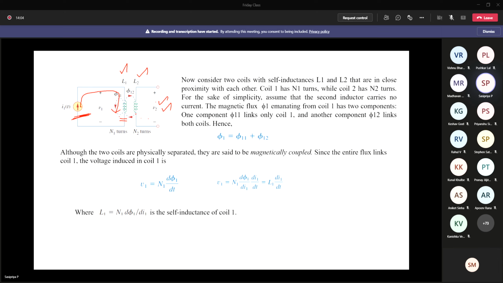Okay, so now due to this current, we'll have another flux component, and this flux is going to link with the other coil which is placed closer to this. Okay, so now there are two flux components. One is due to this current I1, there is going to be a flux here, and also there is going to be a flux produced here. Okay, so due to this we'll have the voltage generated at this side also.